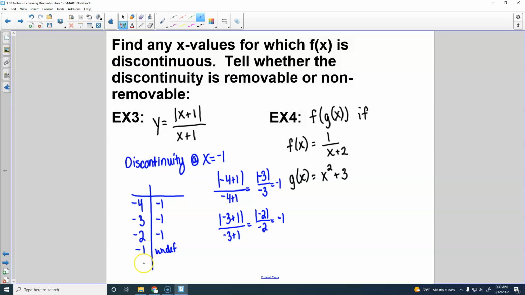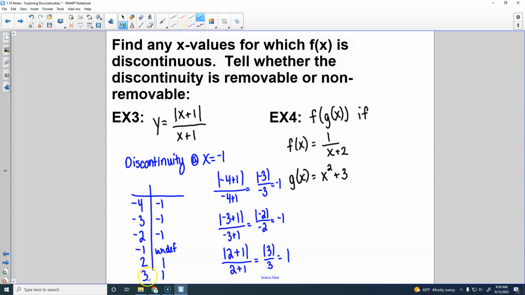But what's going to happen whenever I go to numbers bigger, like 2? I would have absolute value of 2 plus 1 over 2 plus 1. That'll give me absolute value of 3 over 3. What will I get? Positive 1. And same thing's going to happen for 3 and 4 and 5. I'm going to get positive 1.